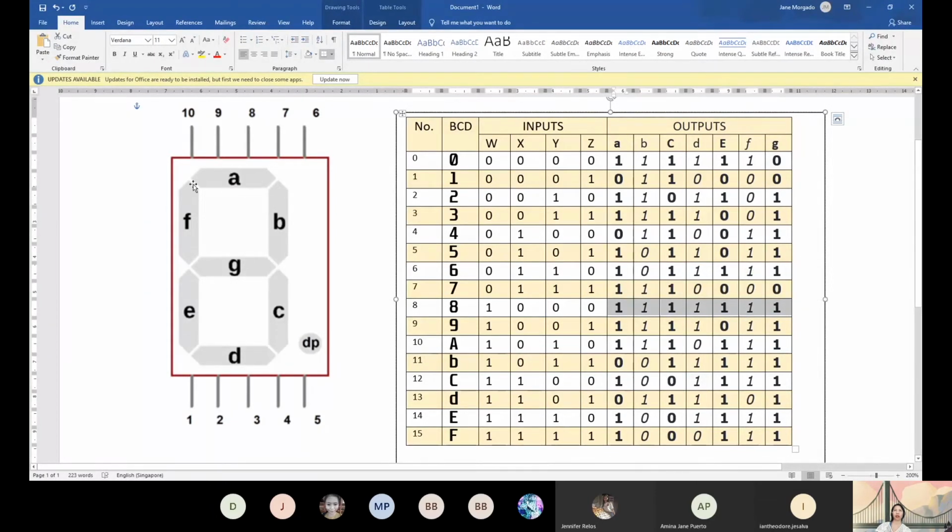And for 9, everything is 1 except E. Only E is 0, everything's 1. Okay. Question? Question, class?